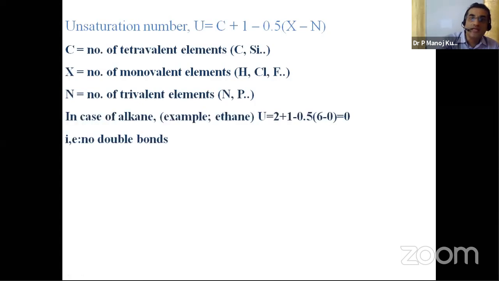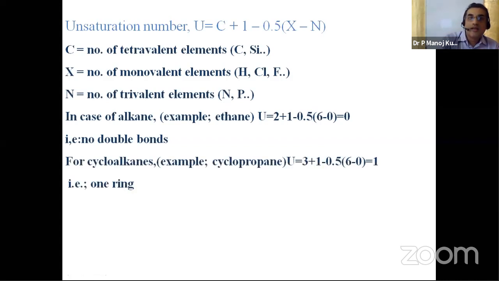Let us apply it in the case of ethane. In ethane, the number of carbon atoms is 2, so it will be 2 plus 1 minus 0.5 into X. X represents the number of monovalent elements. In the case of ethane, you know that 6 hydrogens are present, minus 0. 0 means the number of trivalent elements is 0. So all the things put together will be equal to 0. And all of us know that ethane is a completely saturated molecule. And similarly, in the case of cycloalkanes, if you put the same formula, finally you get the value of 1. And you know that it is a ring structure. It has got a ring.